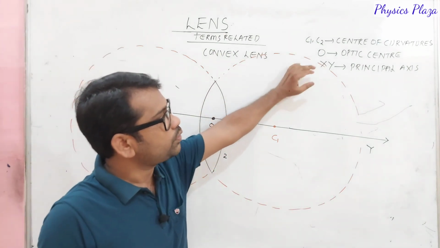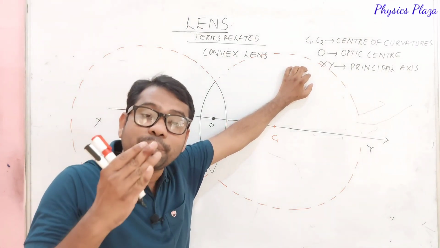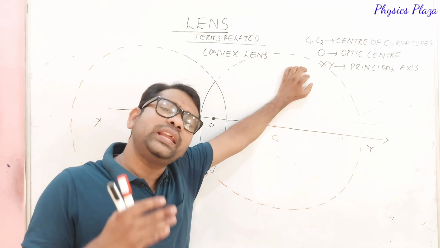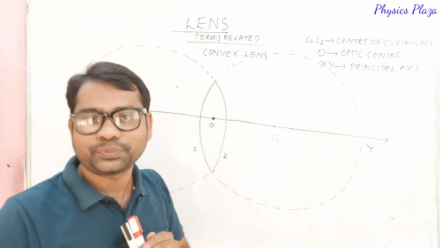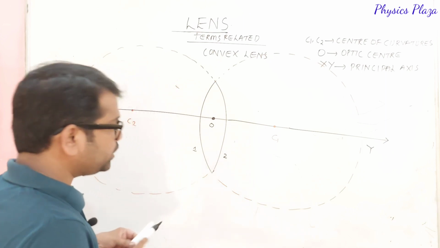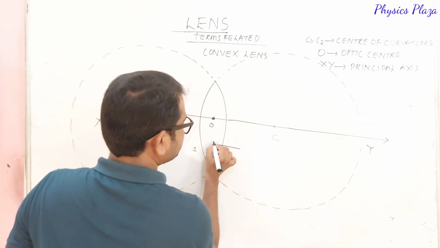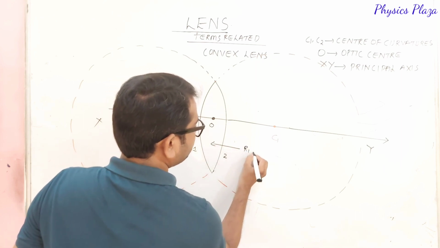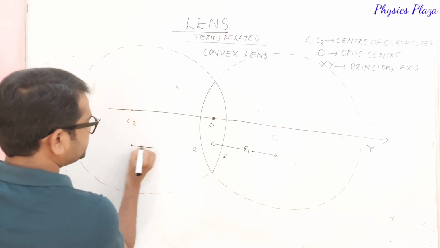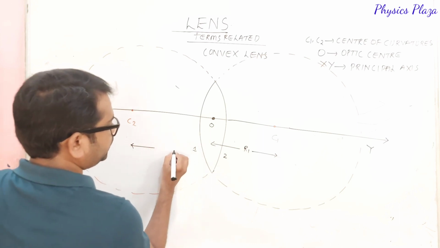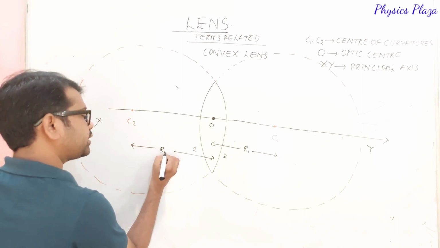Let us just recall once what actually the optic center is. The point on the principal axis through which any light ray passing, after refraction, will go undeviated. Okay, fine. Now dear children, the distance between O and C1 is called R1, the first radius of curvature, whereas the distance between C2 and O is called R2, the second radius of curvature.